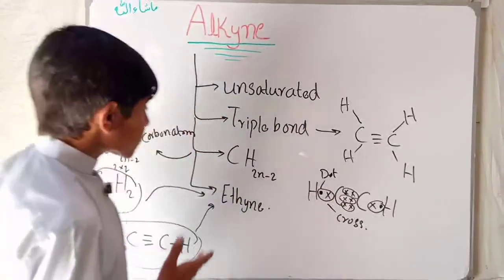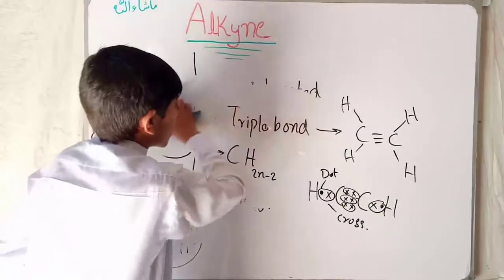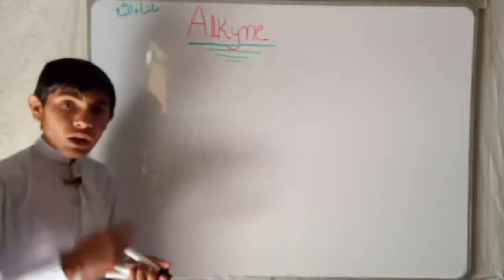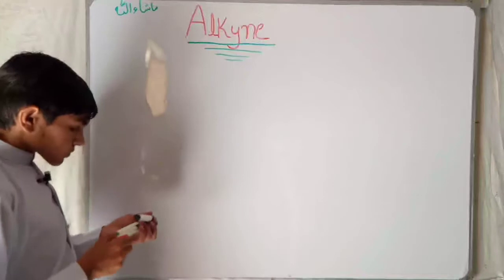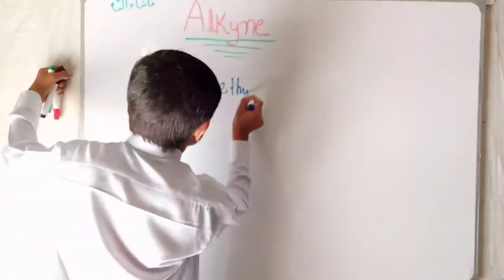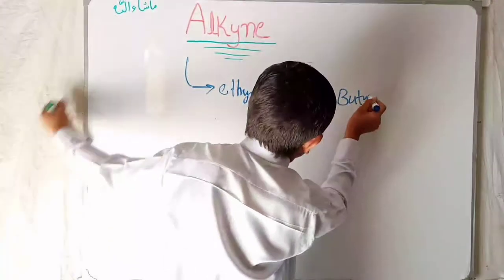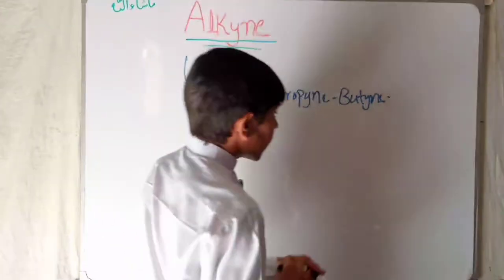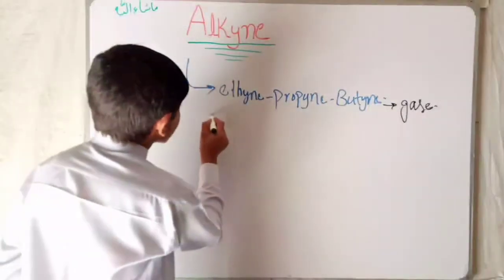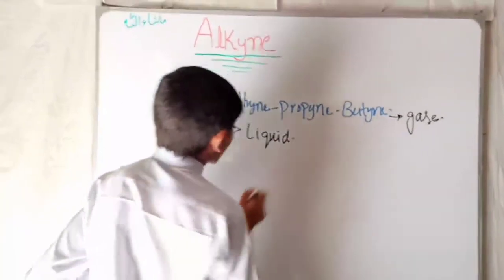Now we will talk about the properties of the alkyne. Starting with the physical properties, how alkynes occur in nature: the first three alkynes, ethyne, propyne and butyne, are in the form of gases, while the remaining are in the form of liquid.